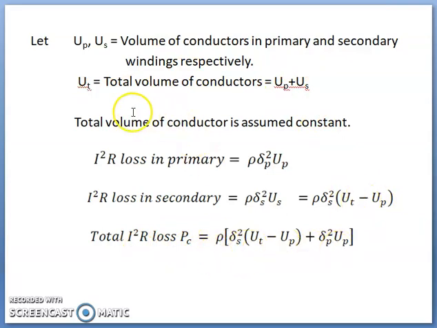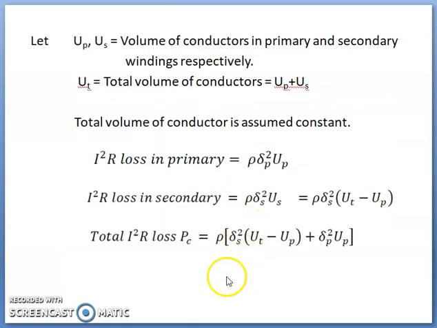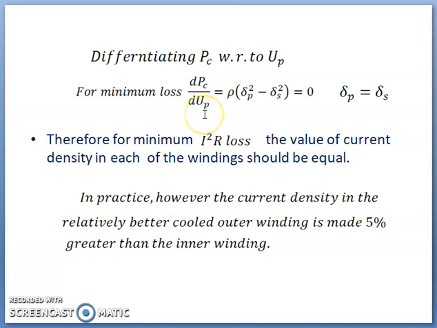Okay, after substituting, because UT is UP plus US, this is UP, the I square R loss in the primary winding, and this much is the I square R loss in the secondary winding. Then adding these two, we get the total I square R loss. To have minimum losses, this equation is differentiated with respect to the volume of either the primary winding or the secondary winding, and after equating to 0 we get del P equal to del S. So this shows there is minimum I square R loss for a particular value of current density.